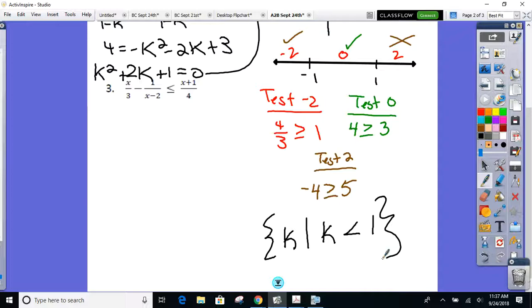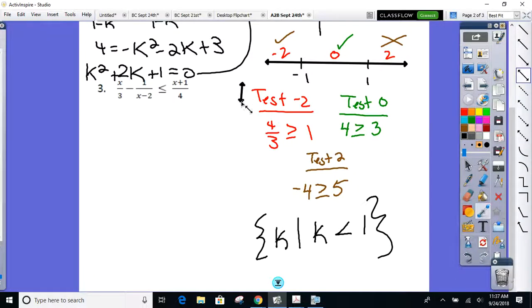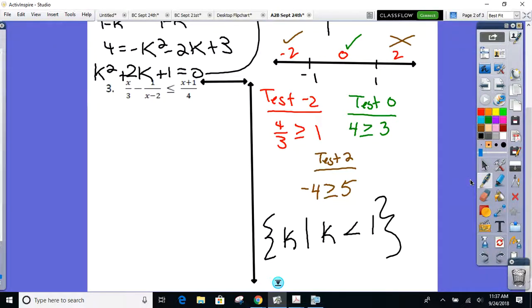Whew, boy, how comfortable do we feel going on our own here with this next one? Let's just start it off together here before I feed you to the wolves. Okay, undefined first. What's your undefined value? There's only one fraction there, and it's going to be 2. Yep. X can't equal 2.